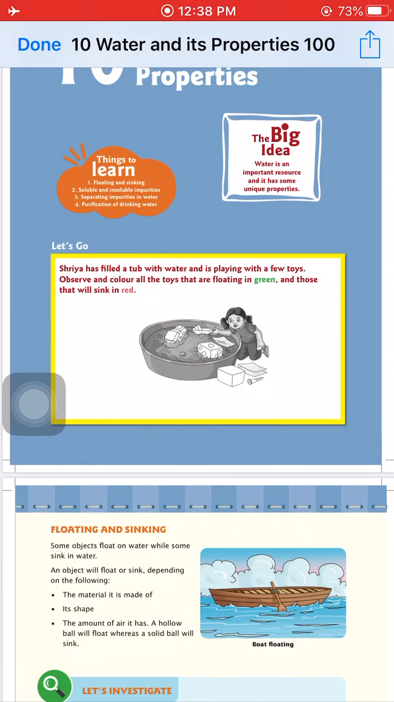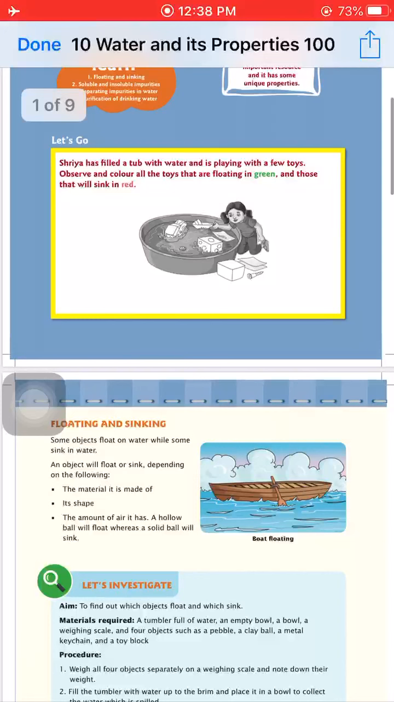Inside the water there is a presence of very small microbes like germs, some bacteria, sand particles. These particles are very small in size and cannot be seen easily with the eyes. So we can separate out these microbes or impurities with the help of boiling and filtration. So in this chapter we learn floating and sinking of objects, soluble and insoluble impurities, separating impurities in water and purification of drinking water. So firstly let's go.